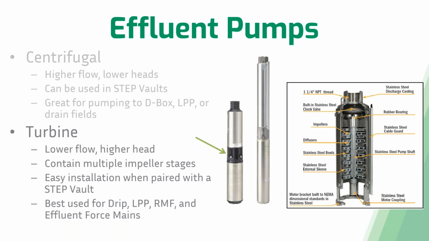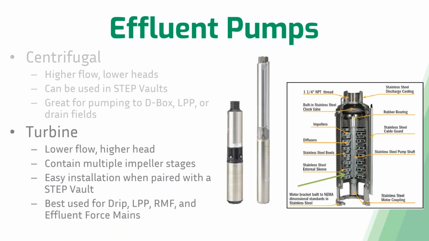So these pumps contain multiple impeller stages, and that's shown here on the right. You can see all of these different impellers stacked on top of each other, and that's what gives these pumps the high head capacity that you see with them. When you put impellers in series, that's going to allow for a pump to handle much higher heads, but that'll typically lower their flow capacities just a bit. These pumps are very easy to install, especially when paired with a step vault, and you can put these in simplex or duplex step vaults.